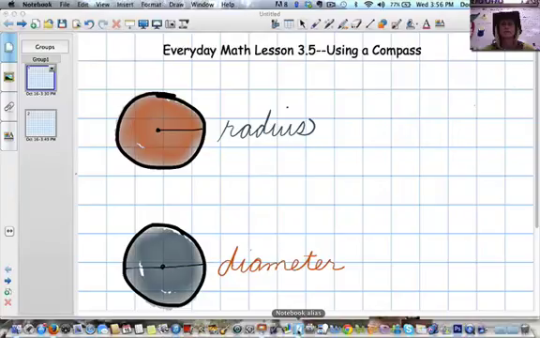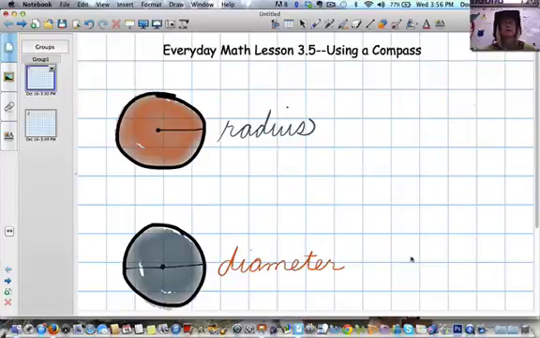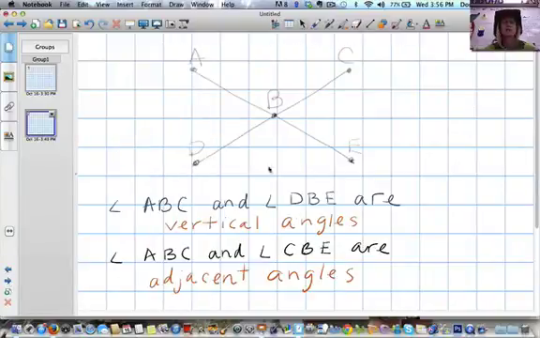Okay, I'm going to come back to the notebook here. All right, so hopefully that was helpful, just giving you a sense of how to use the compass, how you can use it to reconstruct a line segment. You can also use it to create a circle. And then the next slide that I want to have you take a look at is showing some intersecting line segments.